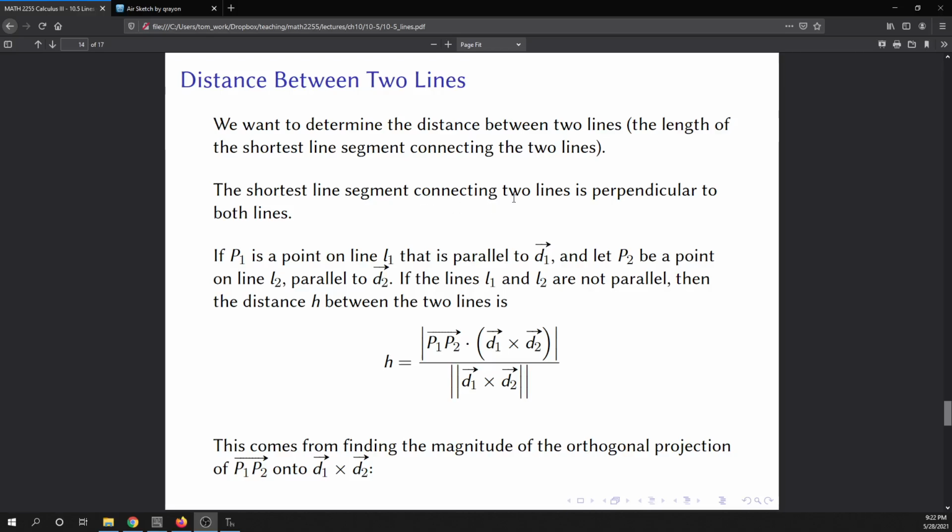that the shortest line segment connecting two lines is going to be perpendicular to both lines, right? So that would mean that you can get the direction of that line segment by taking the cross product of the direction vectors, right? When you do the cross product of the direction vectors, that will give you a vector that's orthogonal to both of those direction vectors. And so therefore, since that line segment is also perpendicular or orthogonal to both those lines, that cross product is going to give you the direction of that line segment.